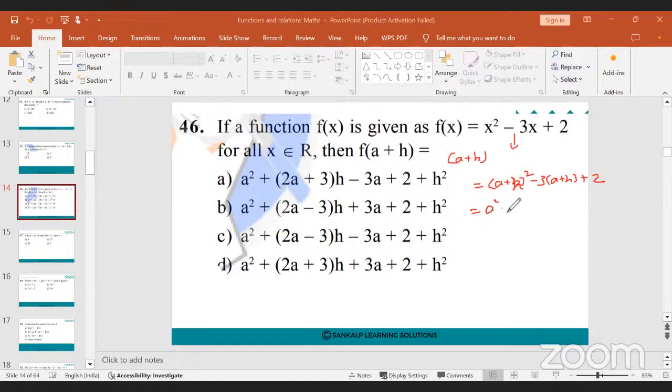So that is a square plus 2ah plus h square minus 3a minus 3h plus 2. So it is a square plus h square, and minus 3h, plus 2ah, and again plus 2 minus 3a.